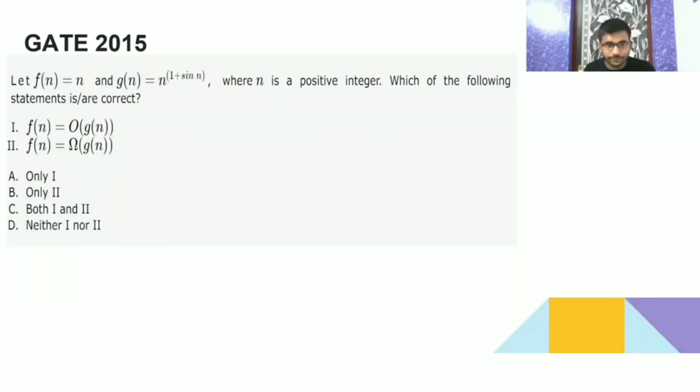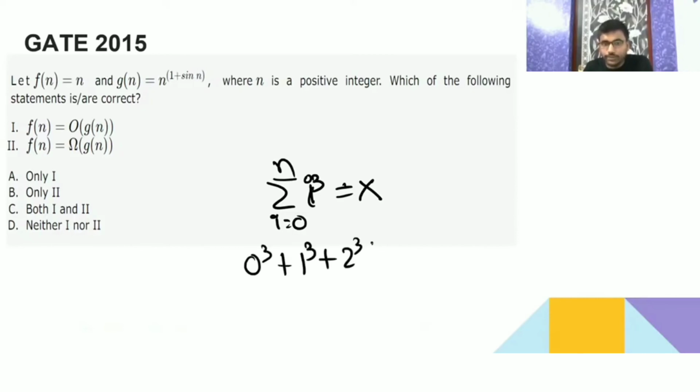See the sum part. The sum was like i to the power 3, with i going from 0 to n. So this sum is going to vary over 0, 1, 2, 3 like this: 0 cube, then 1 cube, then 2 cube, then 3 cube, and it will go till n cube. So we have a formula for that.